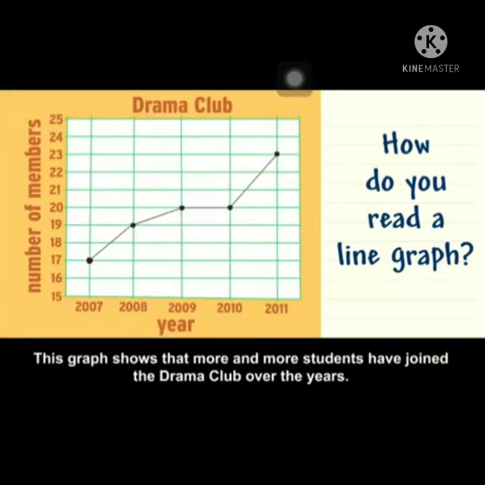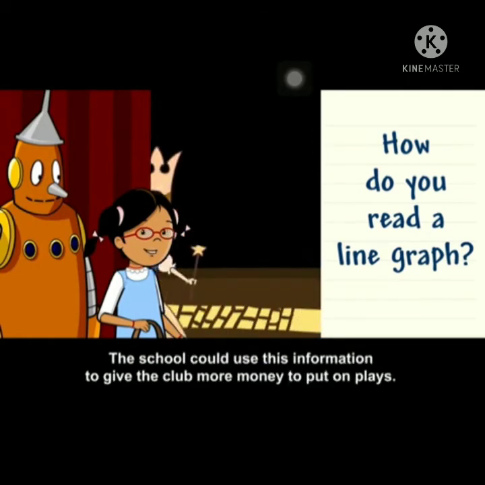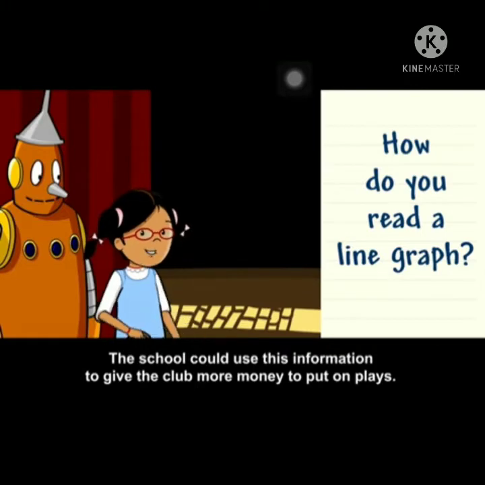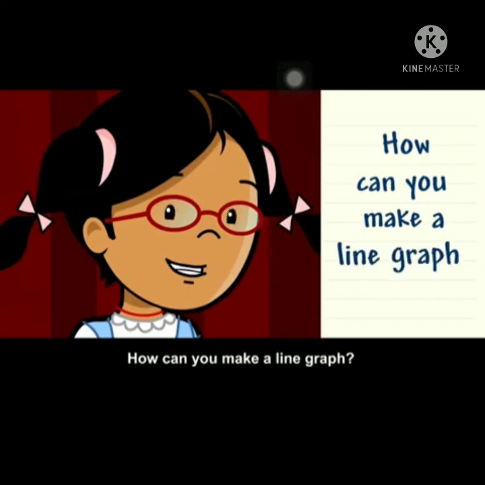Graphs can help you come up with ideas about the data. This graph shows that more and more students have joined the drama club over the years. The drama club has grown a lot since 2007. The school could use this information to give the club more money to put on plays. How can you make a line graph?